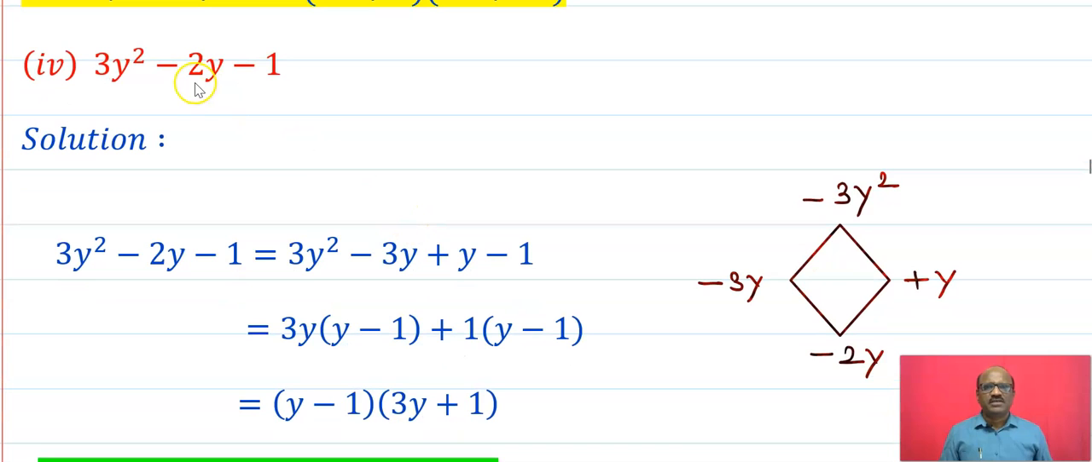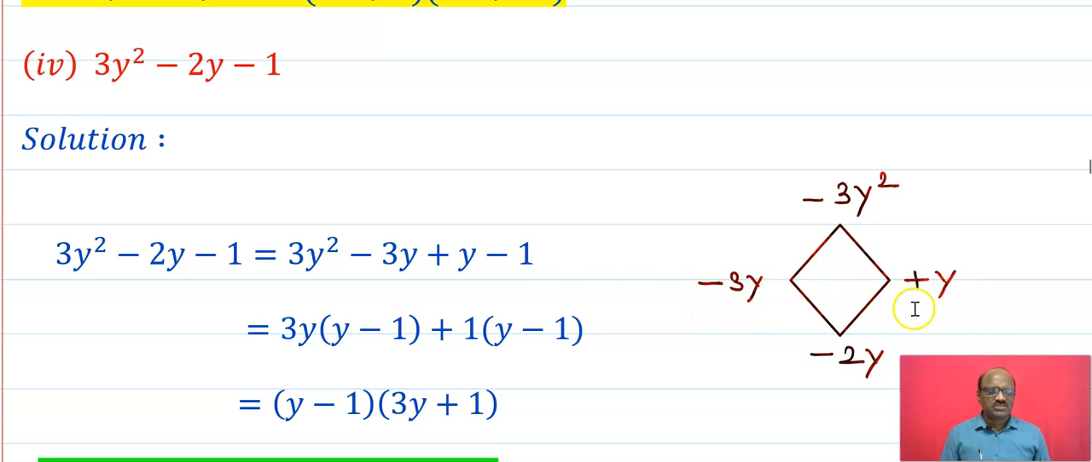Now the next problem. 3y square minus 2y minus 1. Again the product of 3y square and minus 1 is minus 3y square. What about the middle term? Minus 2y. Now what are the two terms such that whose product is minus 3y square and sum is minus 2y? Which two numbers have a sum of minus 2y? Minus 3y and plus y.